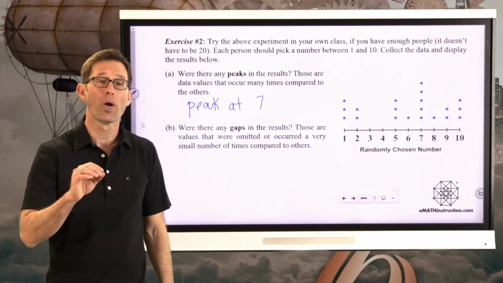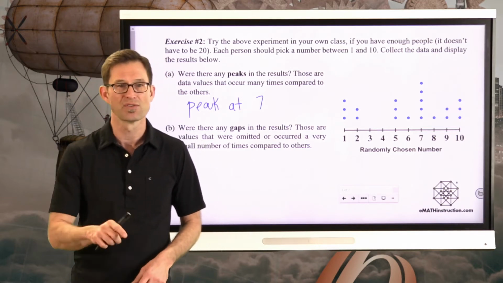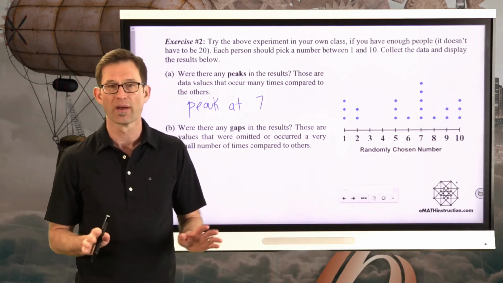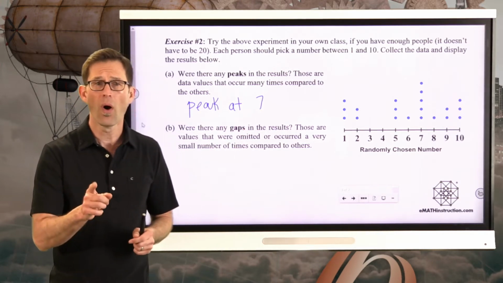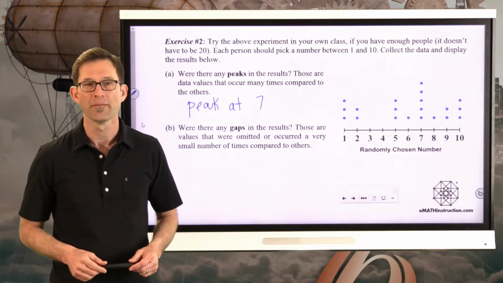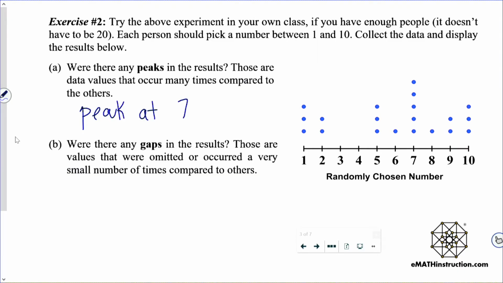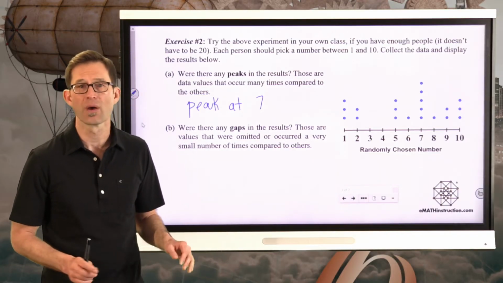The mode is almost always a peak unless the mode is not interesting because maybe it has just 1 more than all the rest or something like that. But there's definitely a peak at 7. Also interesting, almost the opposite of a peak, is what we see in letter B. Were there any gaps in the result? Those are values that were omitted or occurred a very small number of times compared to the others. All right, and for us, let's just talk about values that were omitted.